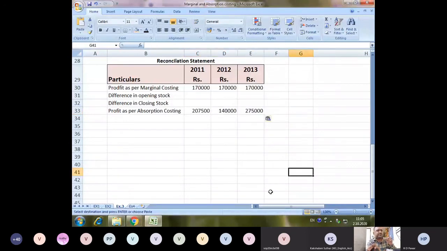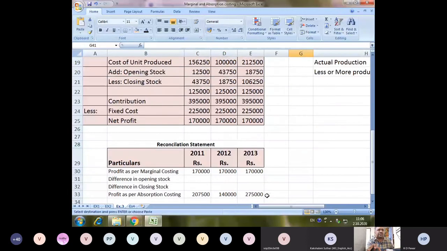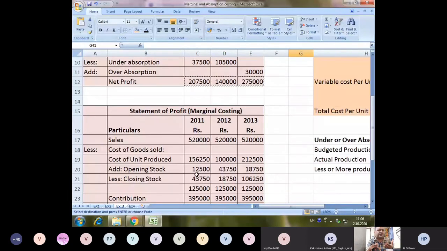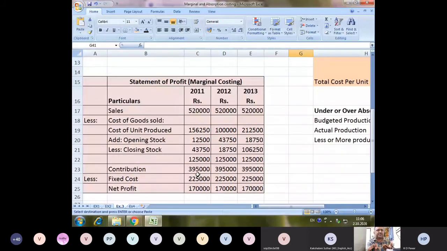And then, why is this difference there? You know that the difference is due to stock only. If no stock, no difference. If stock is there, there must be a difference. Okay. So difference in opening stock. So opening here 27,500 and here 12,500. Okay. So what is the difference?